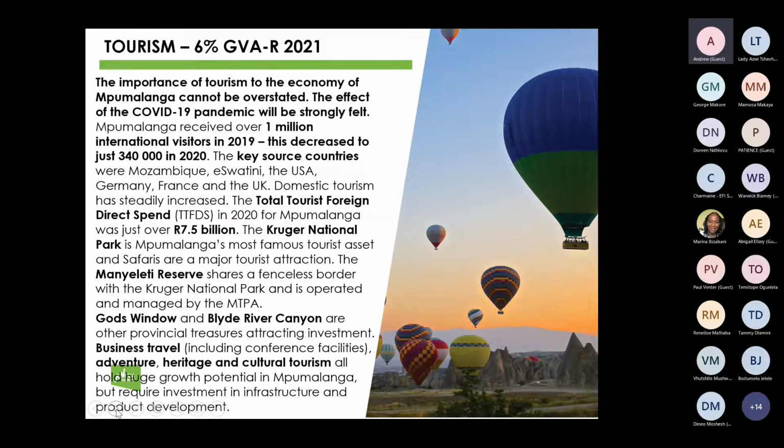Our tourism sector is very important. Although it only accounts for 6%, it's an extremely important job creator, and it was quite badly affected during the COVID pandemic. In 2019, we had over 1 million visitors, and in 2020, this just decreased down to 340,000. There are quite a number of important investment opportunities in the tourism sector, and we look forward to a big bounce back in our tourism sector after the COVID pandemic.